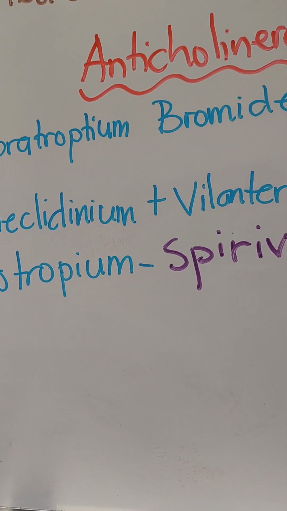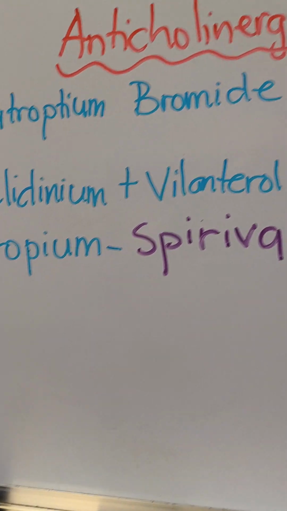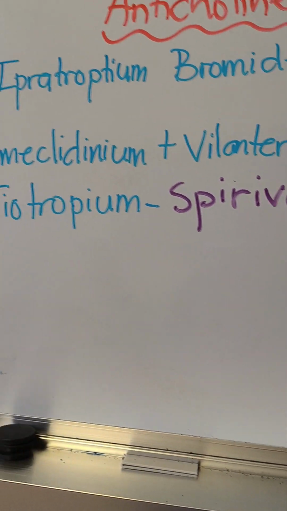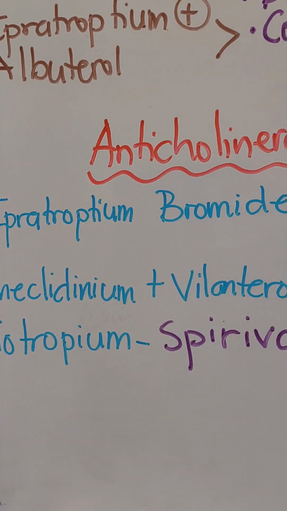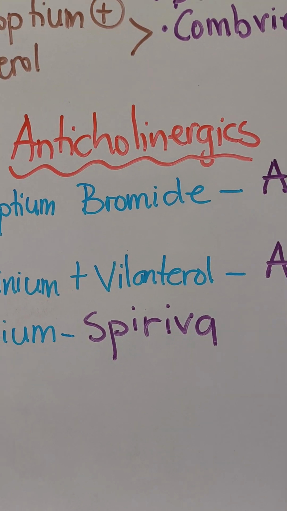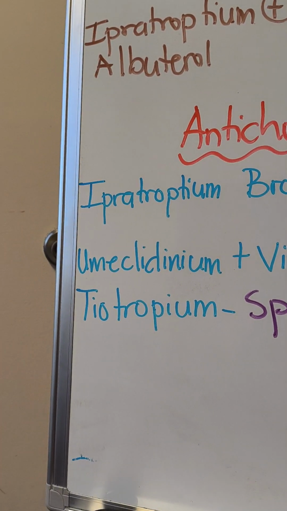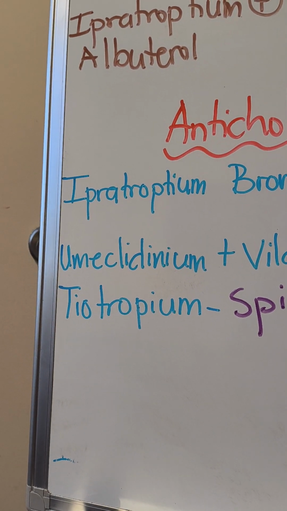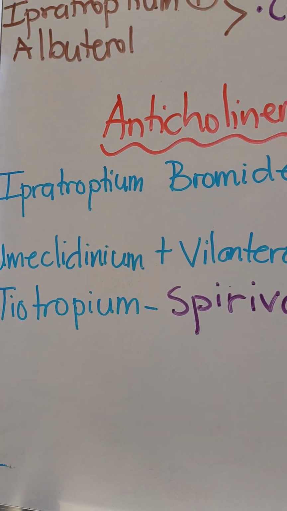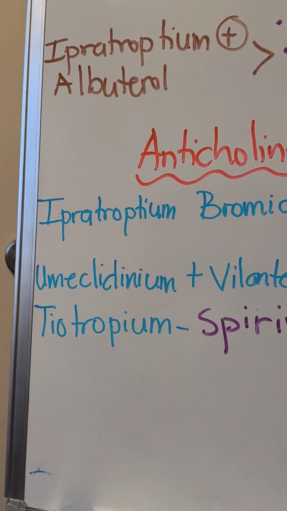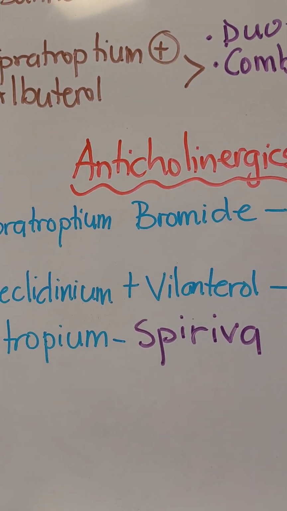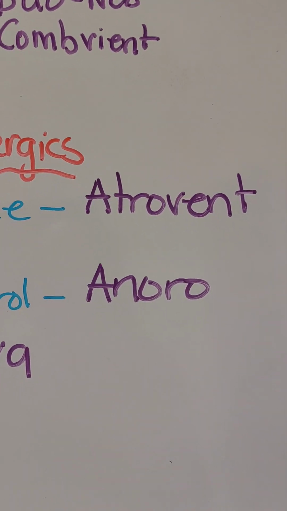Here are our last 10 medications under respiratory meds drug classification. Subcategory here is anticholinergics. We have three of them: ipratropium bromide, umeclidinium plus vilanterol, and then tiotropium. So ipratropium bromide is Atrovent.